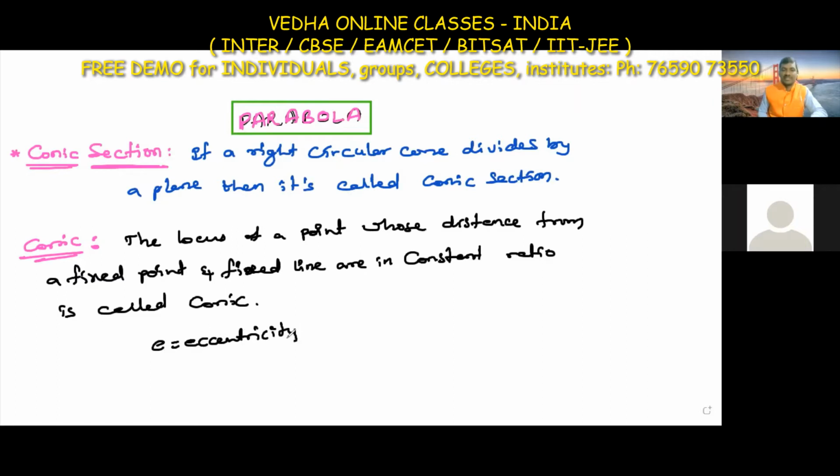This eccentricity is represented by SP by PM, the distance between the two points, and PM the perpendicular distance from the line to any point on the parabola. If these two are in a constant ratio, then it is a conic. And what about the parabola?